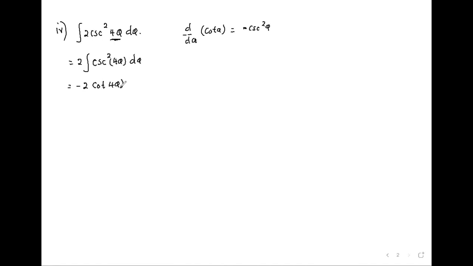Then this 4, which is not accounted for in here, becomes the denominator. So you divide by 4, so that if I differentiate, I'll use the chain rule, I'll differentiate 4 theta and I'll get a 4. It will be cancelled by the 4 that we place in the denominator there. So if we divide, we get cot 4 theta over 2 plus c. Like that.